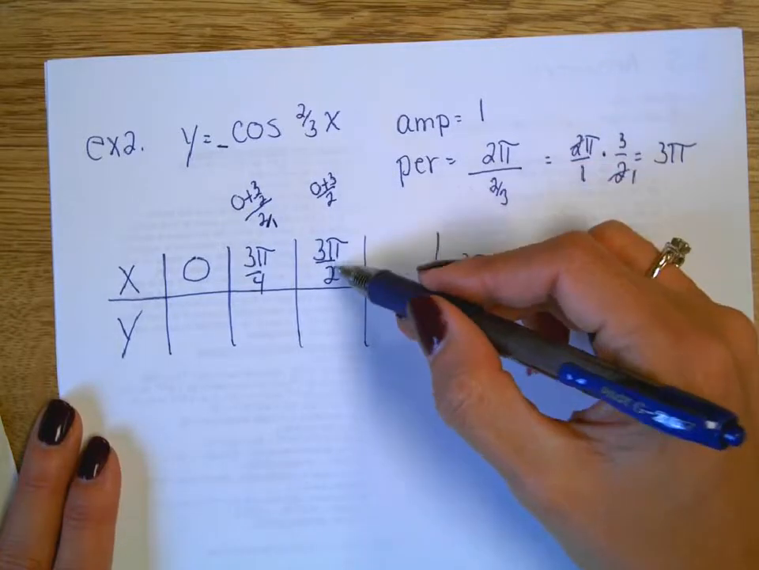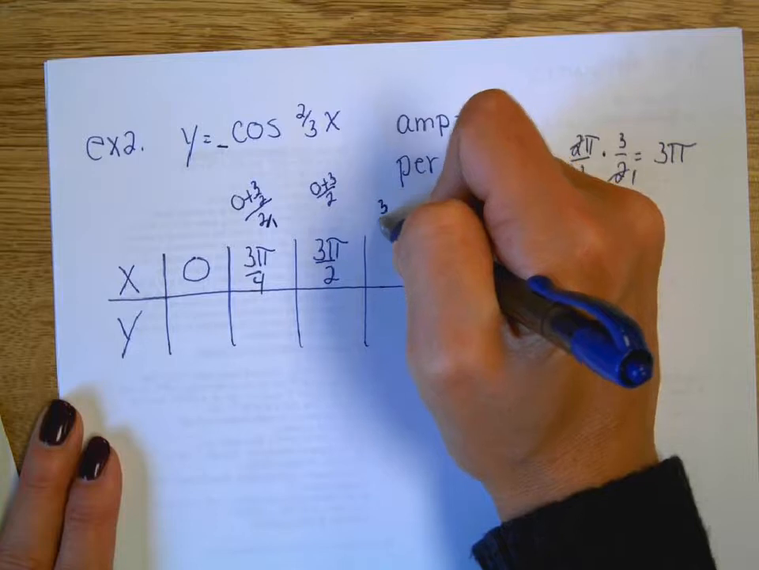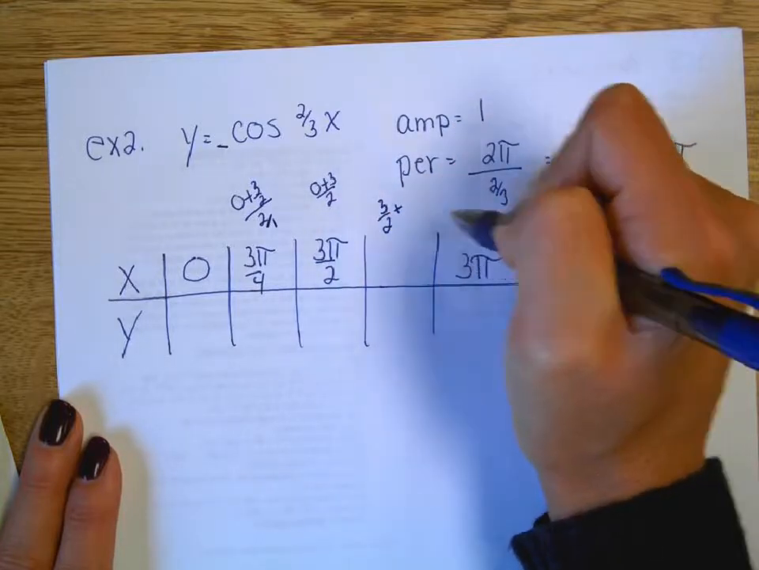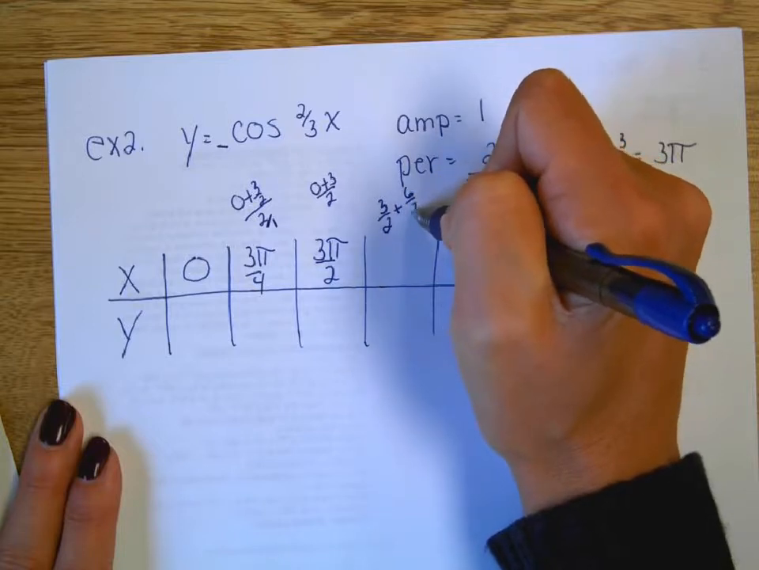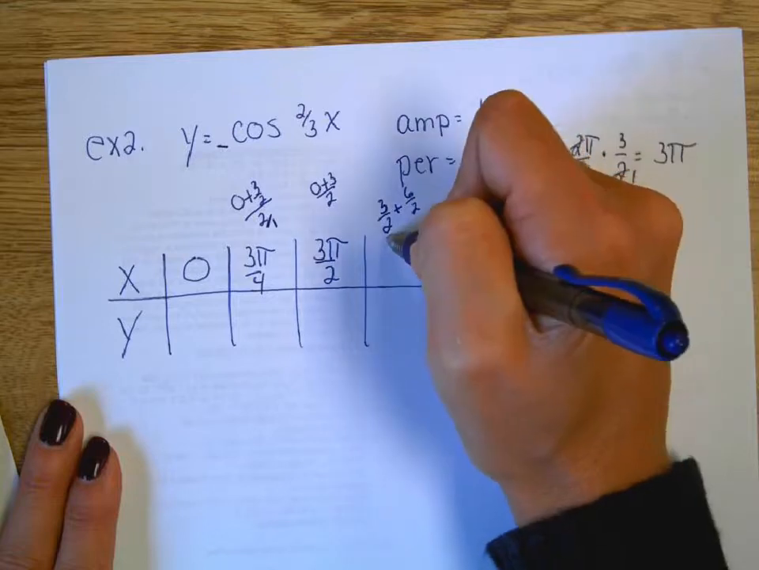And then I'm going to average 3/2 and 3. So that's 3/2 plus, if I do a common denominator here, that's going to be 6/2. Are you okay with that? I'm going to divide by 2.